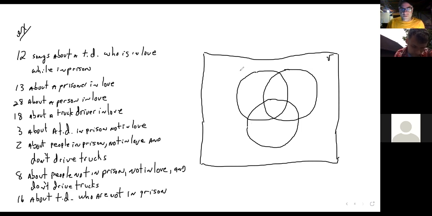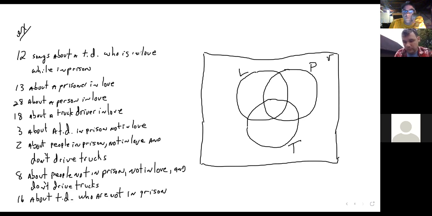So I'll label this, there's no right or wrong here, but we have 3 sets: people in love, people in prison, people who drive trucks. Okay, so here we go. We're going to fill in all 8 regions. We're going to start just like we did before. And so somewhere we're going to have a piece of information that tells me how many people belong to all 3 sets. And it's right at the get-go.